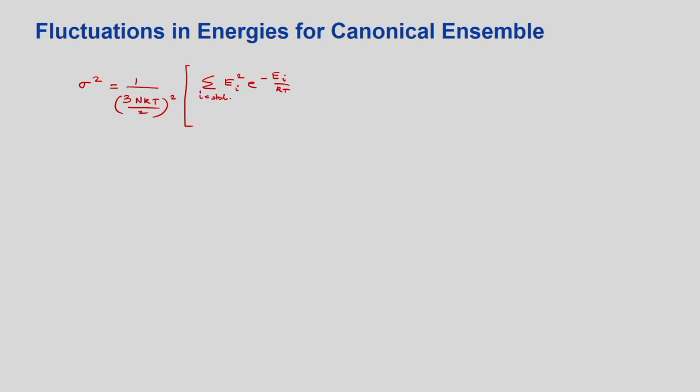I states by Q minus EI by KT, this whole square by Q, whole square, the bracket closes.